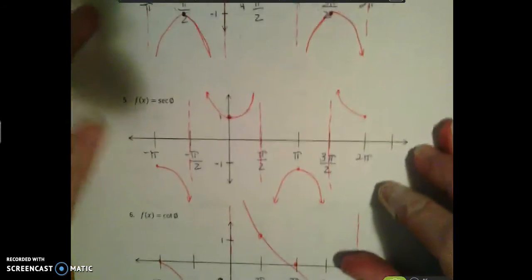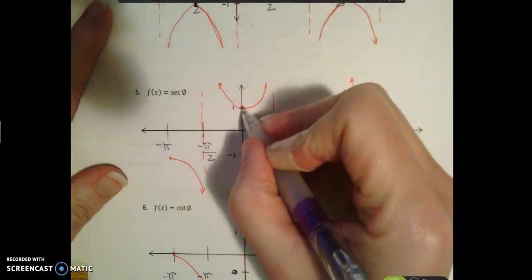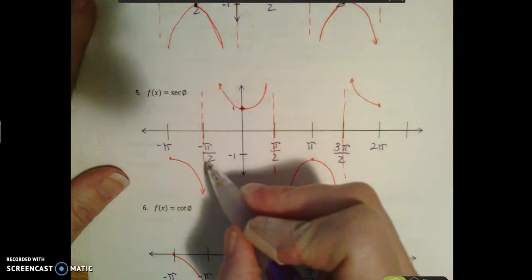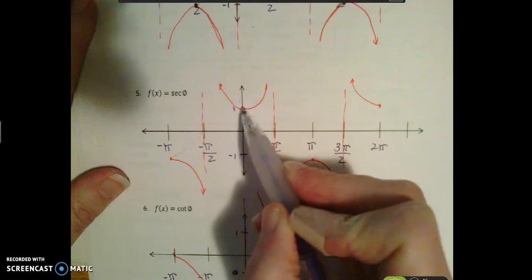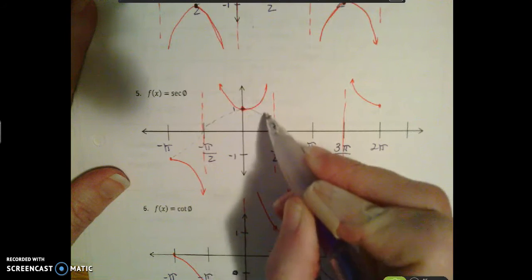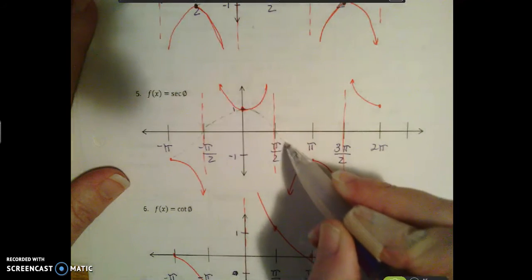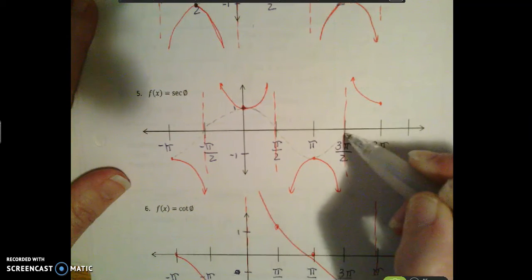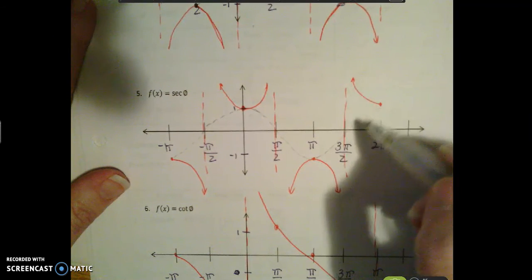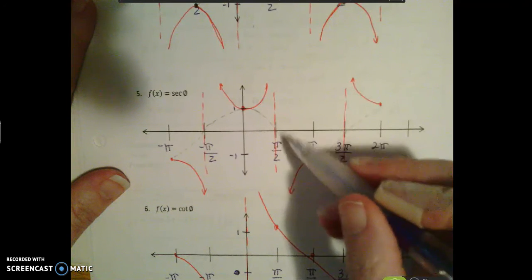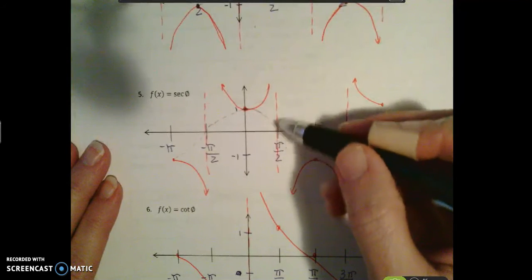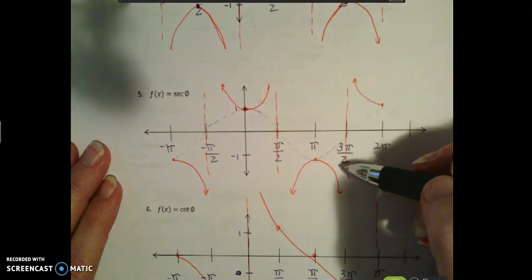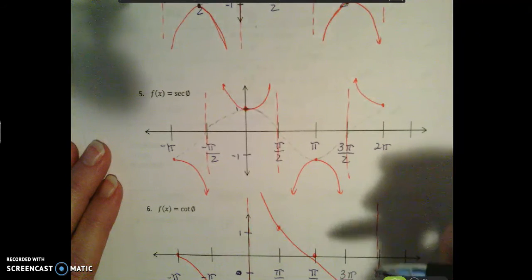Okay, and the same goes for my secant curve. So for the secant curve, again, imagine that you've got the cosine curve here, and the cosine curve is going to come up here, and then it's going to come around, and then it's going to come back down here, and come up here, and come over here. So notice this piece has been reflected, these have been reflected down, and then this has been reflected. And again, when cosine is 0, I have an asymptote. So these are my secant curves.